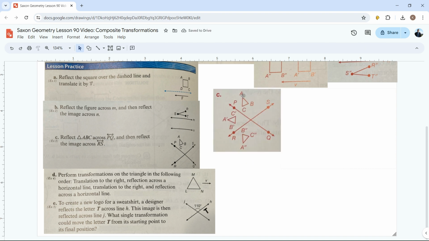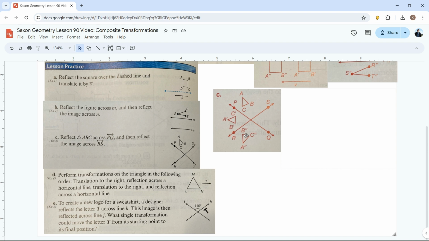So we start by measuring the distance from A to line PQ, and then we measure the same distance on the other side to get A prime. Same with B, distance, distance, C, distance, distance. Now we take this image and we do the same thing except across line RS. So C, measure the distance, measure the same distance on the other side. B, same. A, same. Notice that this is just a shape that's been rotated around the intersection of the two lines. So two reflections is just a rotation.